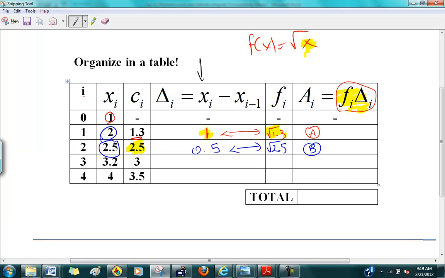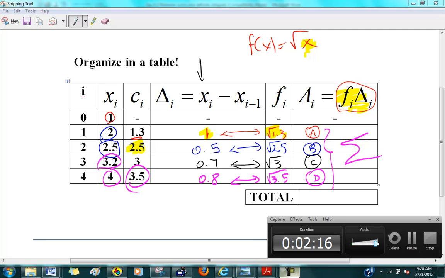Okay, and so the next one's going to be 3.2 minus 2.5, so that's 0.7. Square root of 3, you're going to multiply these two, put it away in C. And the last one's going to be 0.8, which is the difference of this and this. You're going to take 3.5, put it in the function, multiply these two, and save it away. And then you're going to add all of these. Add all of them, and give me your answer then, okay?